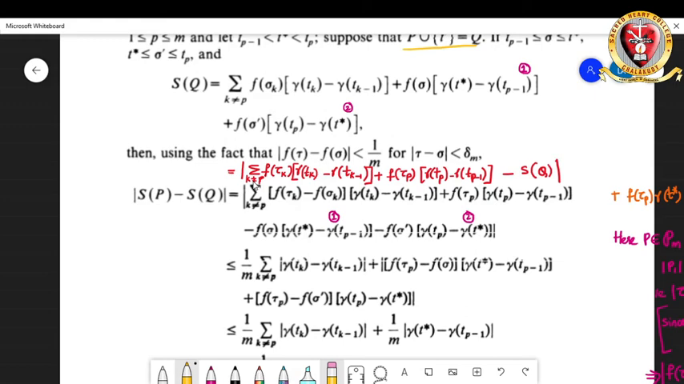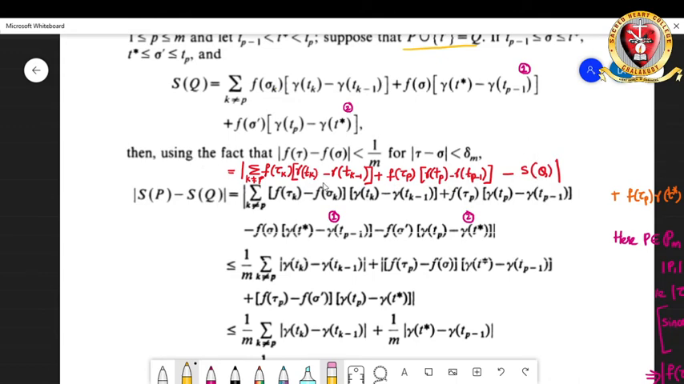Summation, if I am writing K not equal to P, I'm going to just take the P out, because P is where partition P and partition Q are making the difference, right? So modulus of summation K not equal to P f of tau K into gamma of Tk minus gamma of Tk minus 1 plus f of tau p into gamma of Tp minus gamma of Tp minus 1. So that ends up as S of P minus S of Q.